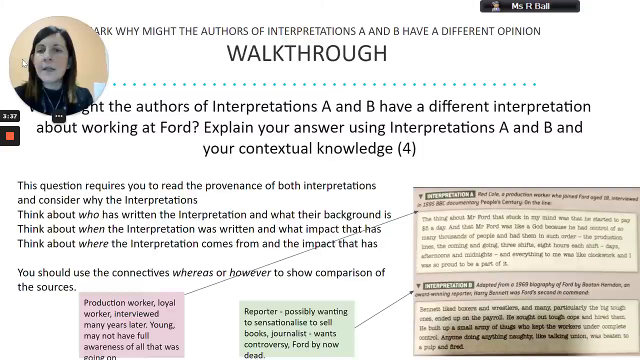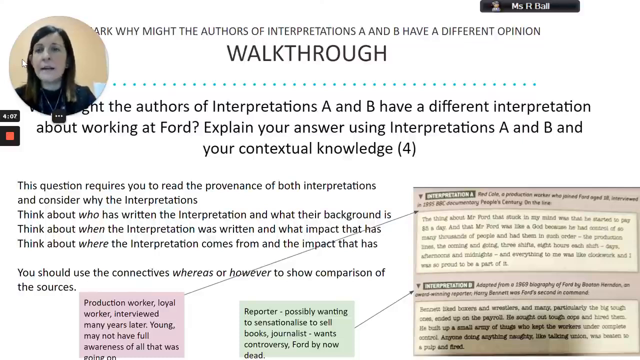So you really need to look at who has written the interpretation and what their background is. Is there a reason why they're saying what they're saying? When was the interpretation written, and what impact might that have? Where does the interpretation come from? So a particular country, a particular standpoint, what impact does that have? And again, you still need to use the connectives whereas or however, because you're still comparing.